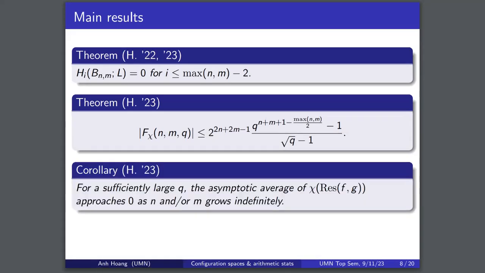In particular, you can observe a very similar behavior for residue symbols of integers. When you have a sufficiently large Q, the asymptotic average of this character of the resultant approaches 0 as the degrees of the two polynomials increase. They can increase both at the same time, and you still have the same behavior because your vanishing range is in the max. It's the max that matters.